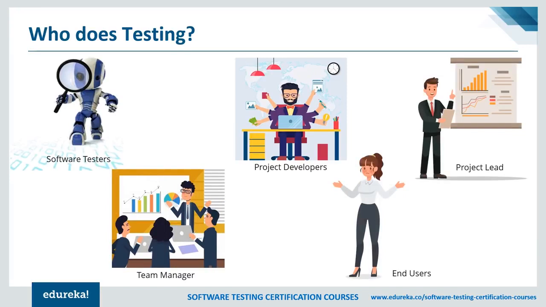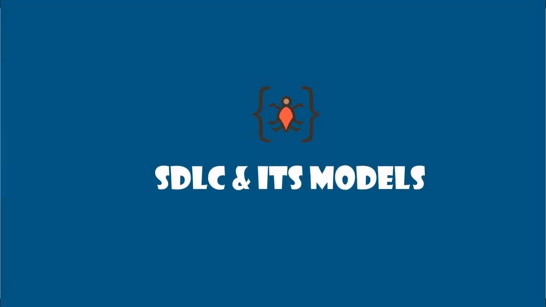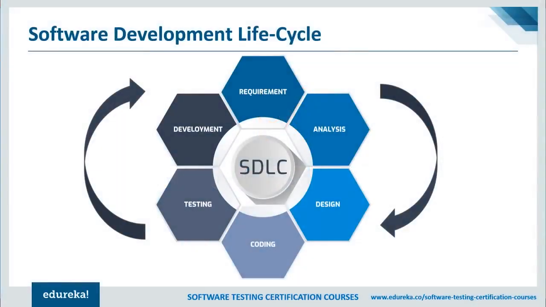Having understood this, let's see what is software development life cycle. Software development life cycle is a process used by the software industry to design, develop, and test high-quality software. SDLC, that is Software Development Life Cycle, aims to produce a high-quality software that meets or exceeds customer expectations and reaches completion within times and cost estimates. As you can see here, it involves many phases, and let me explain each of these phases.